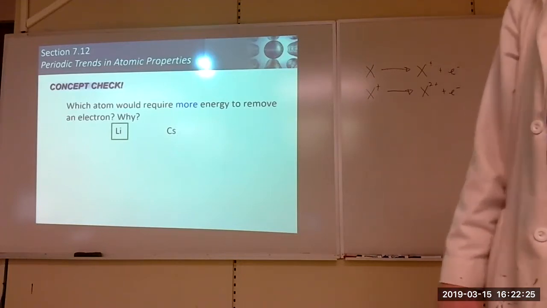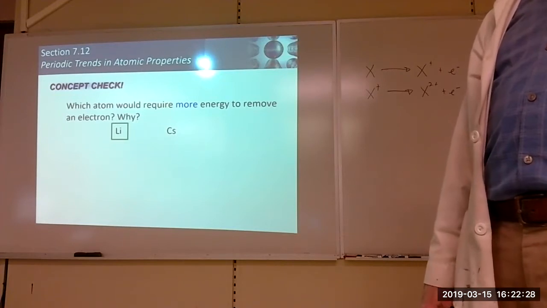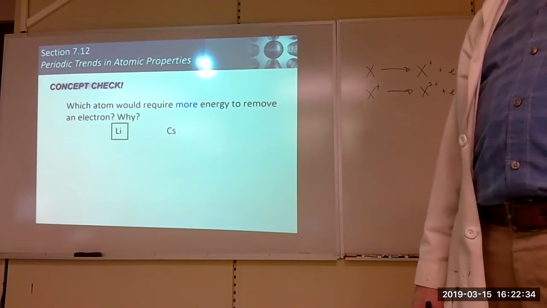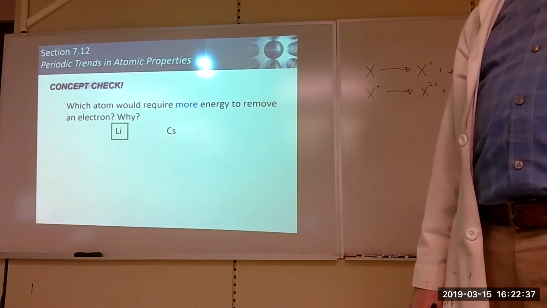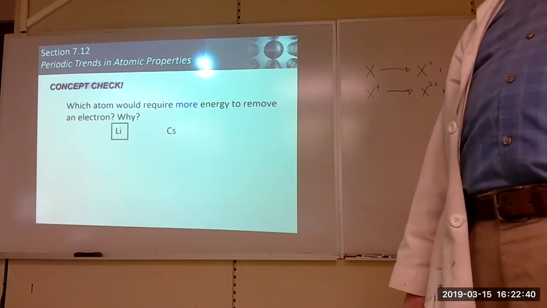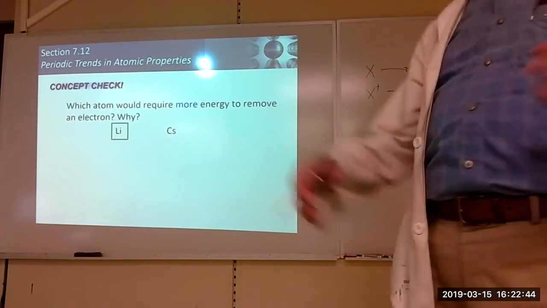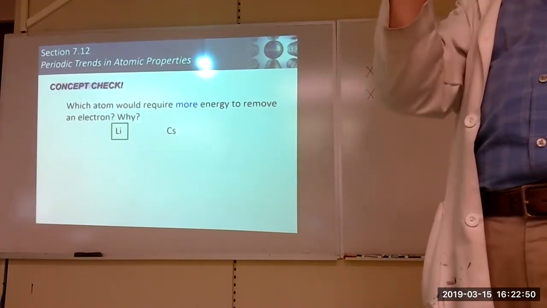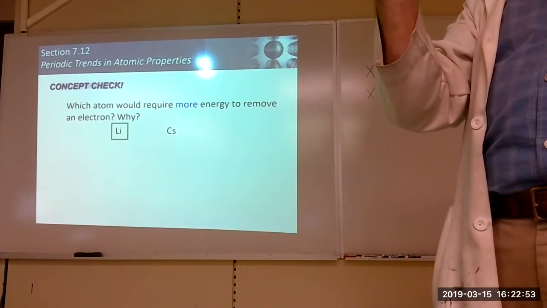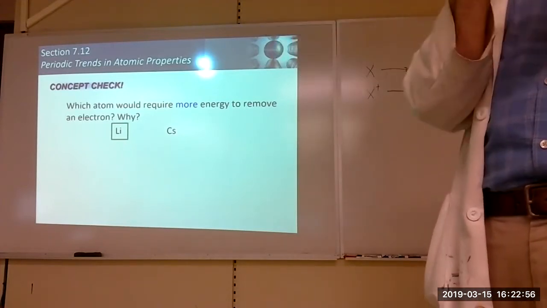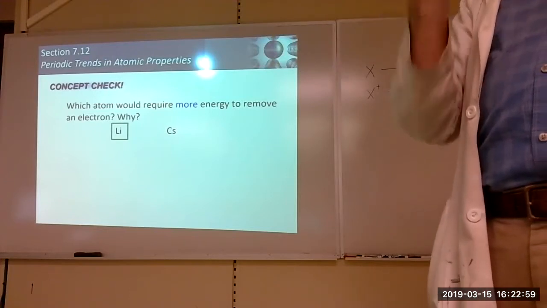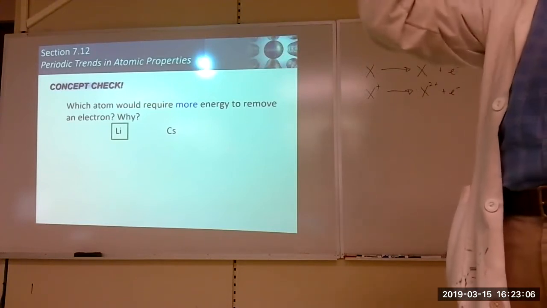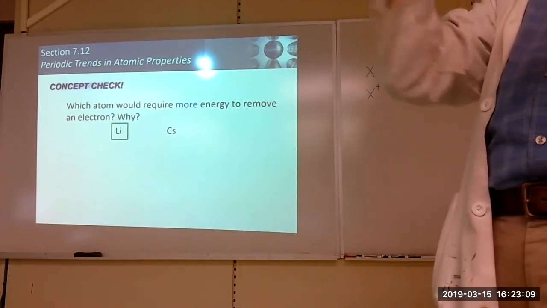Let's say that again. Cesium has more protons than lithium, but it still takes more energy for lithium? Yes. That's for two reasons. The electrons in cesium are farther from the nucleus, right? So the farther two charges are apart, the less the attraction. Those electrons are way out here versus lithium. Plus, cesium has a bunch of electrons in between the outer one and the nucleus. And those electrons shield the nucleus from this electron, so they decrease the amount of attraction it would feel anyway.